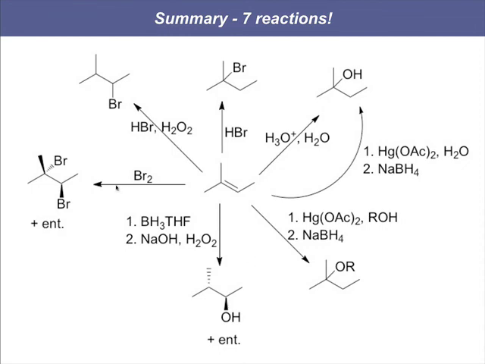And then lastly, adding Br2 across a double bond gives us our bromines anti, so we can also get enantiomers in that case. So 7 reactions: Markovnikov HBr, anti-Markovnikov HBr, Markovnikov OH, anti-Markovnikov OH, and then anti-bromines. I threw in the alkoxymercuration as well.